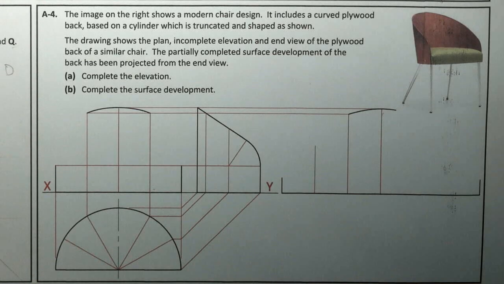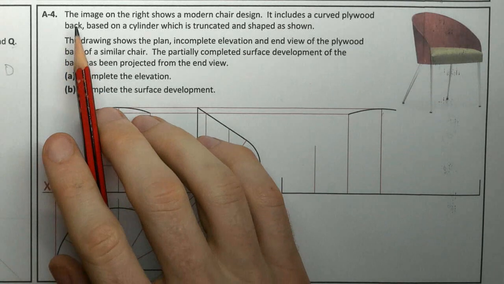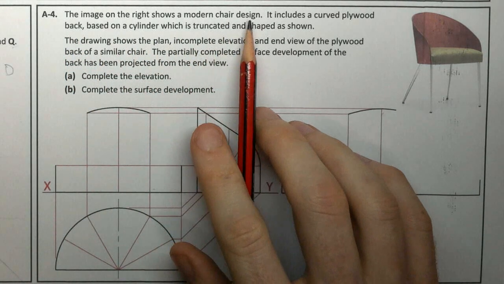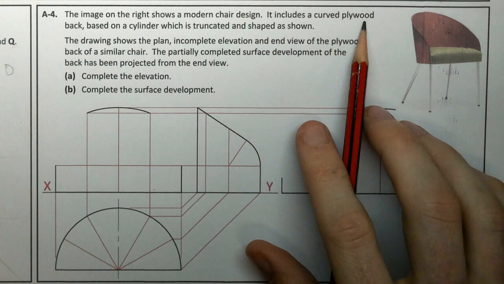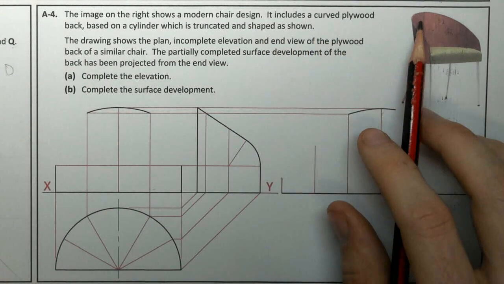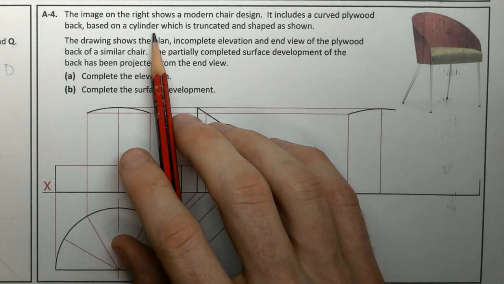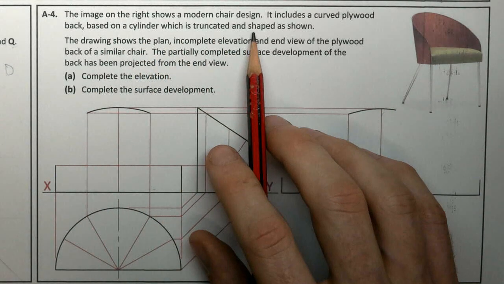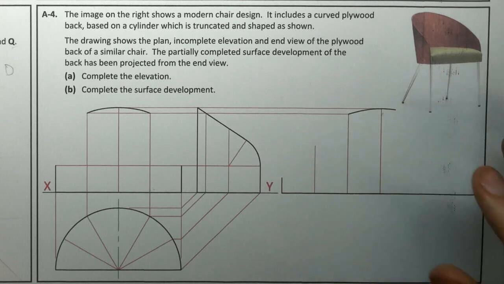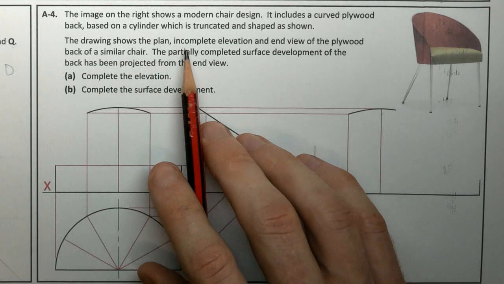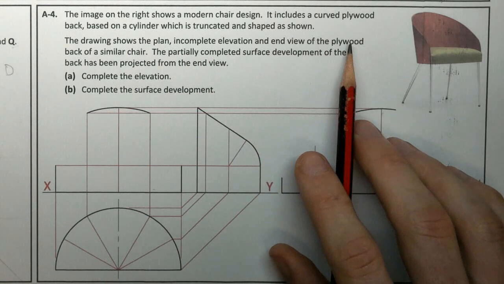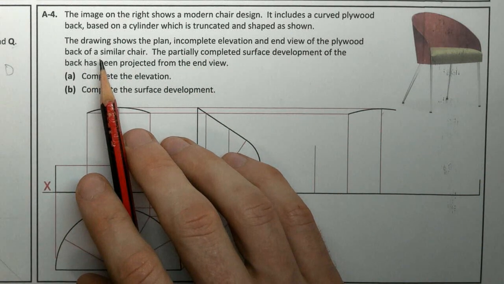Welcome to 2022 question A-4. This is a developments question. The image on the right shows a modern chair design. It includes a curved plywood back, based on a cylinder which is truncated and shaped as shown. So cylinder based is the main thing we want to take from it. The drawing shows a plan, incomplete elevation and end view of the plywood back of a similar chair.